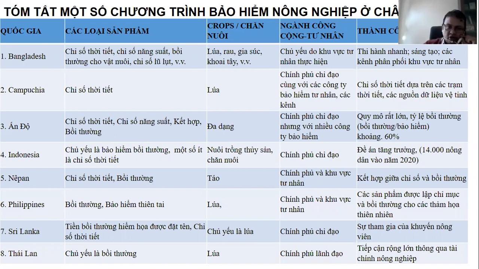As you can see, a lot of the products have been index insurance products. Probably weather index has still been the most common product in the context of small scale farmers, but there has been quite a bit of variation as well. So yield index has also been tried out in some countries.